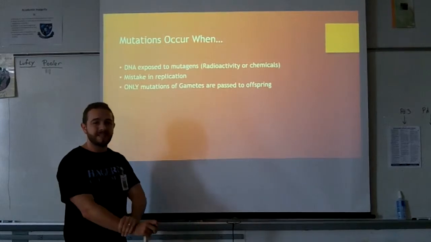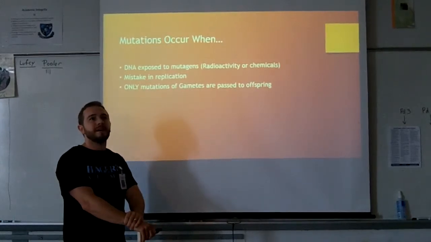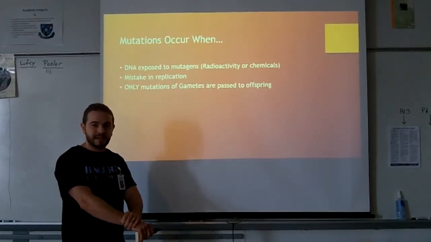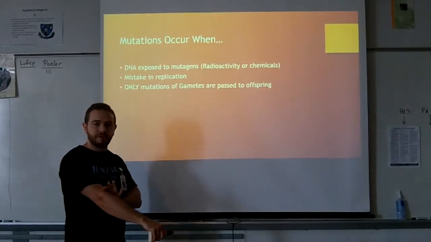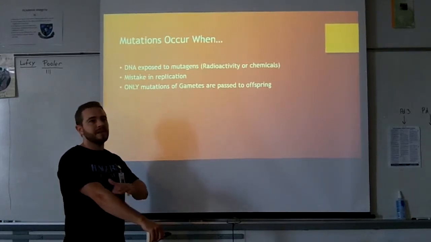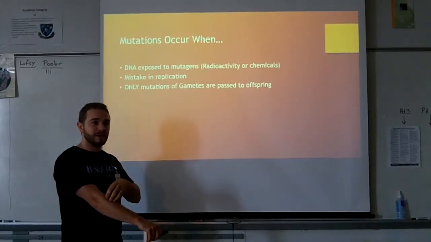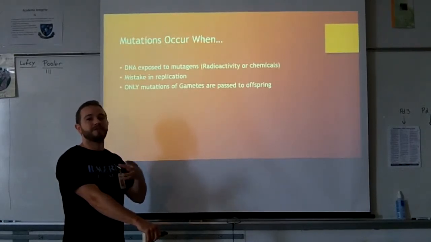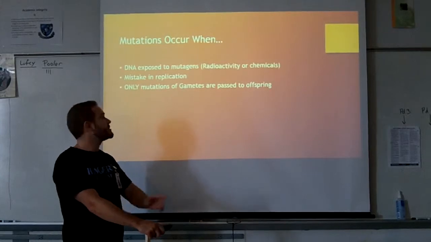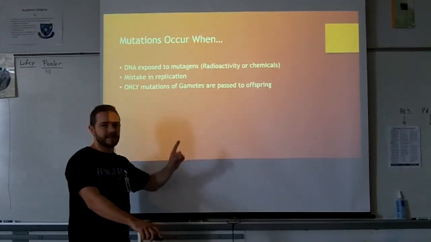For example, if I like to go outside all the time and never put on sunscreen, I will develop skin cancer. That's a mutation of a gene in my skin. That will not be passed on to my child if I were to have a child after I develop skin cancer. It has to be in your gametes or your sex cells.